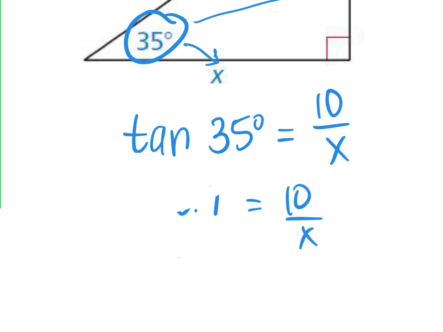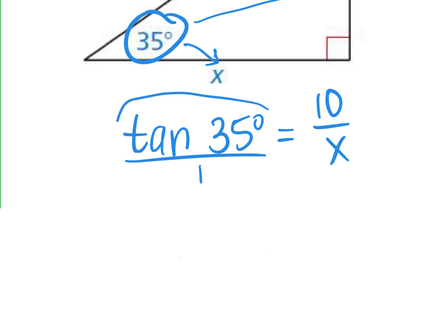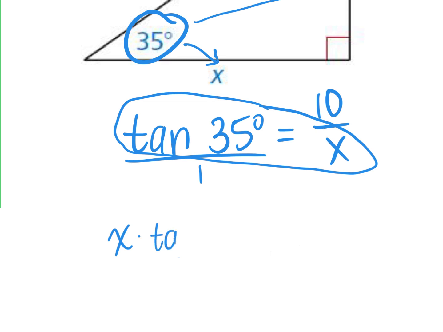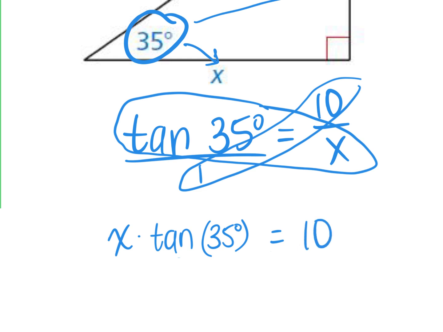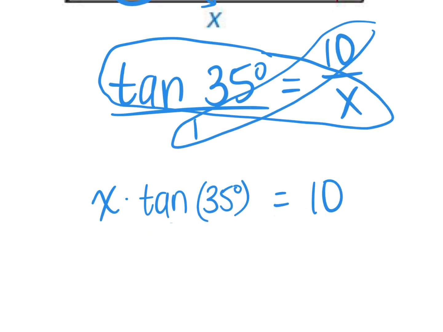What if we backtrack? What if we thought this left-hand side was a fraction, and we put it over 1? What could you do now? Cross multiply. Very good, Hannah. So let's cross multiply. Take tangent of 35 and multiply it by what? X. So we're going to write x times the tangent of 35 degrees equals, what's the other cross multiplication? 10 times 1, which is just 10. Now this is much easier.